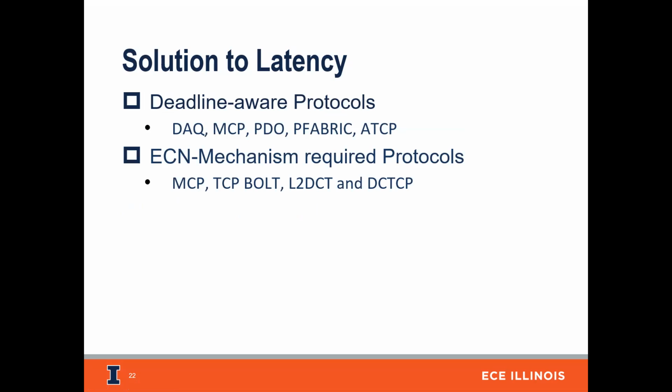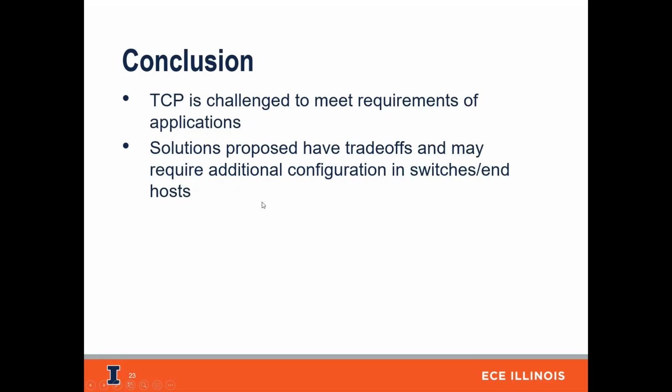Solutions to latency are mainly divided into two categories. One is deadline-aware protocols, and the examples are the following protocols. Note that reducing the flow completion time while determining deadlines for providing guaranteed transmission rate is a challenging task, as it varies with load and network congestion. As a result, the deadline-aware protocols do not necessarily minimize the flow completion time. The other category is ECN mechanism required protocols, which need switch support. And we will not go through these protocols in detail.